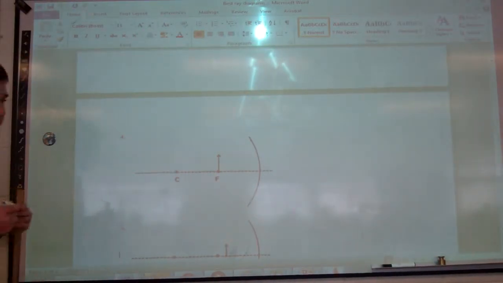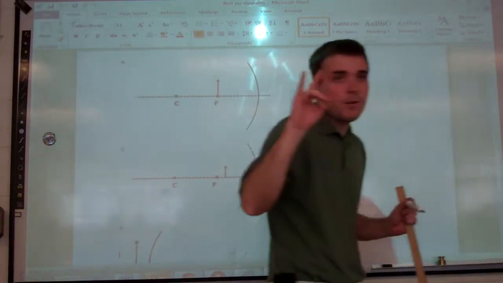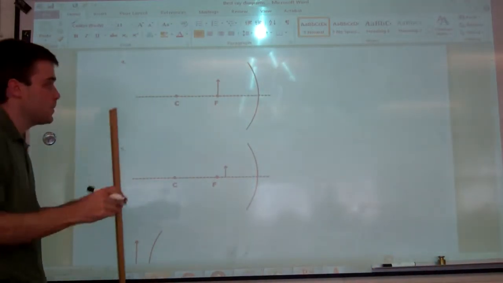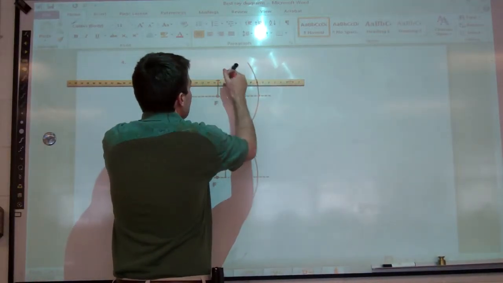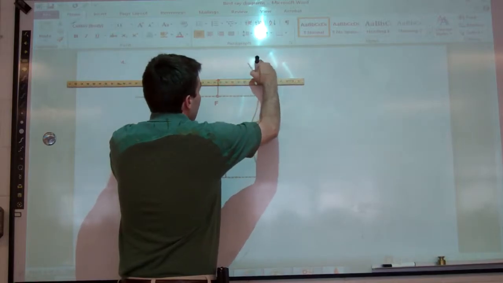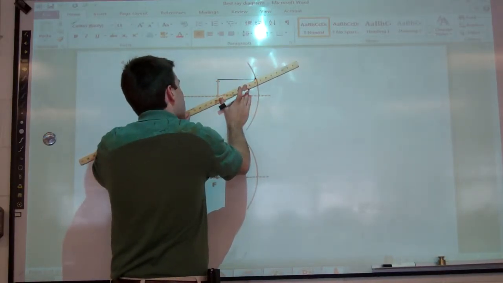This time, we go down a little further. It's at the focal point. So when it's at one of these two things, something specific happens both times. This one's a little easier to draw though. We draw parallel and back through the focal point.